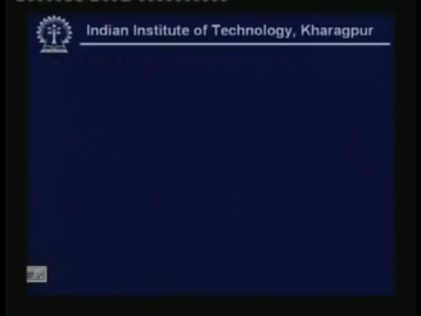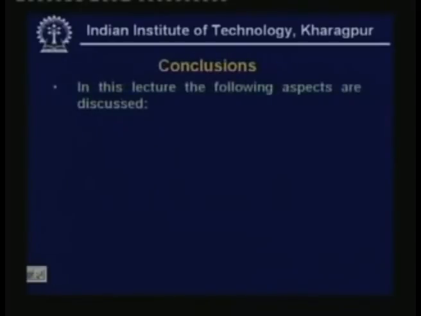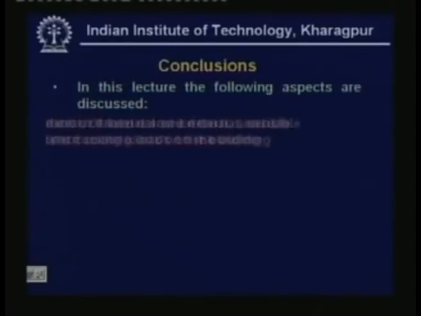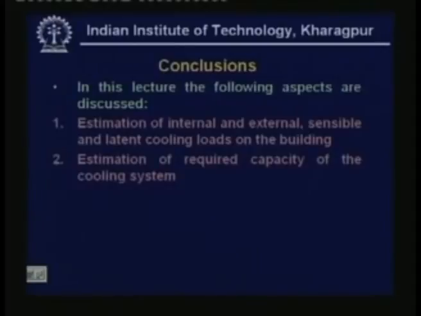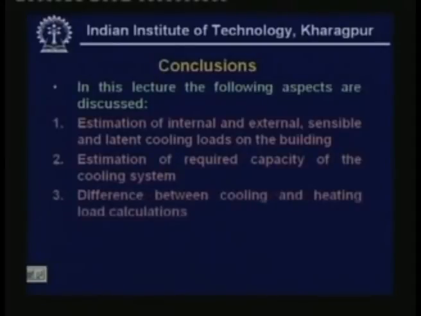Let me summarize what we have learned in this lesson. In this lecture, the following aspects were discussed: estimation of internal and external sensible and latent cooling loads on the building, estimation of the required capacity of the cooling system, and the difference between cooling and heating load calculations. At this point I stop this lecture, and in the next lecture we shall see how to select a suitable air conditioning system.